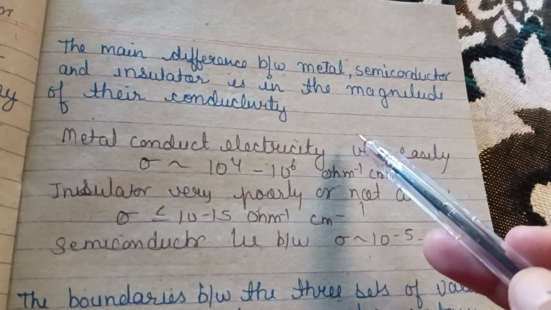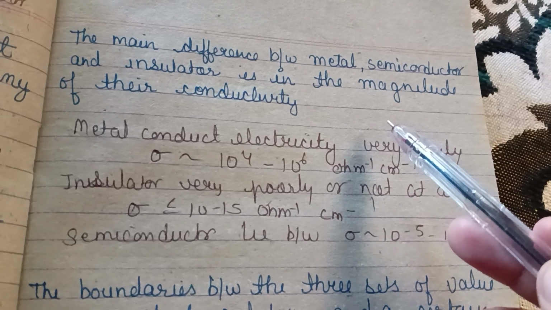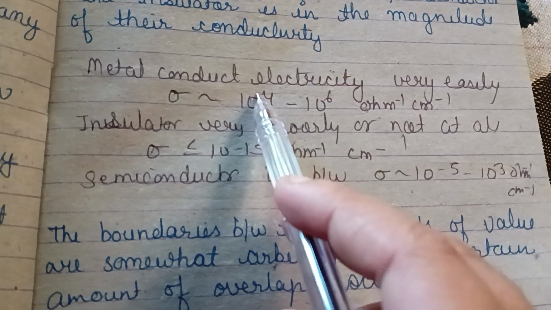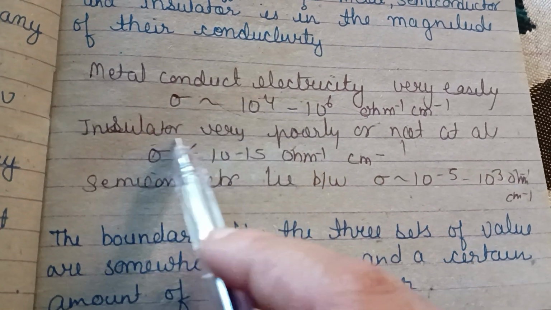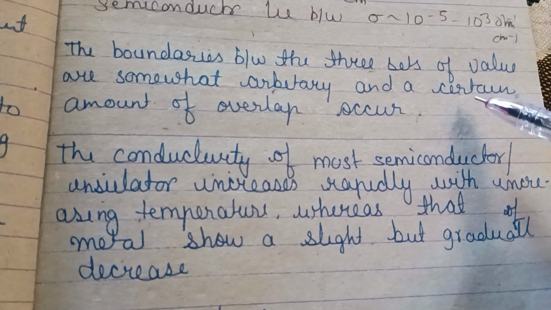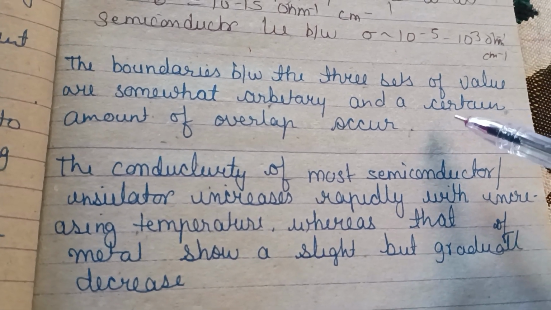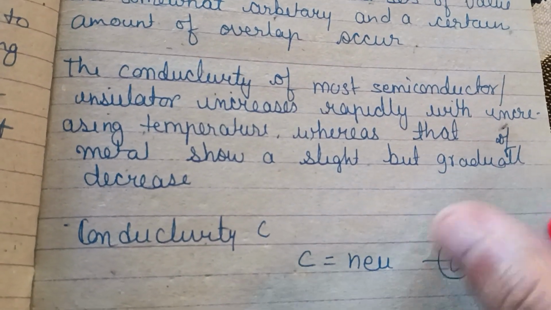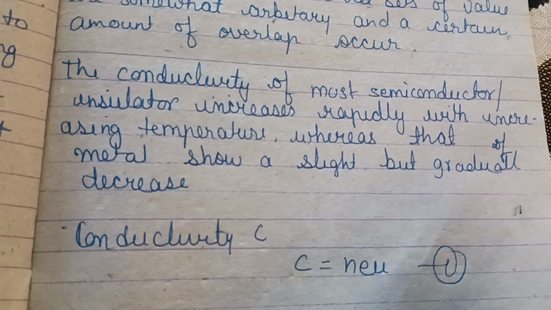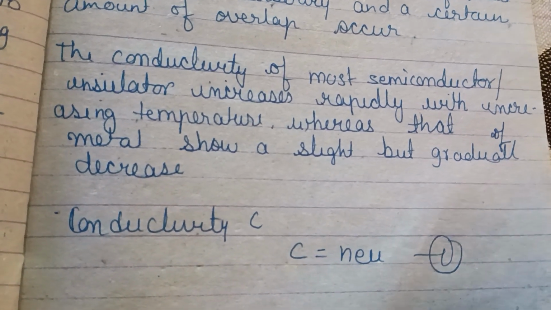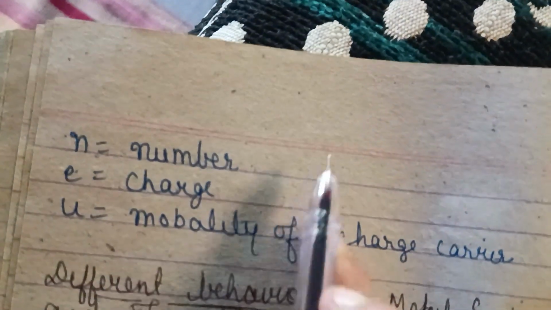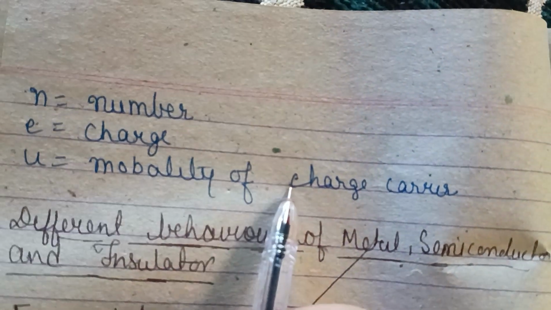The main difference between metal, semiconductor and insulator is in the magnitude of their conductivity. So here you can easily see the magnitude of their conductivity. This one is for metal, this one is for insulator and this one is for semiconductor. The boundaries between the three sets of values are somewhat arbitrary and a certain amount of overlap occurs. The conductivity of a semiconductor increases rapidly with rising temperature, whereas the metal shows a slight but gradual change. Conductivity sigma equals n e mu, where n is the number density, e is the charge, and mu is the mobility of the charge carrier.